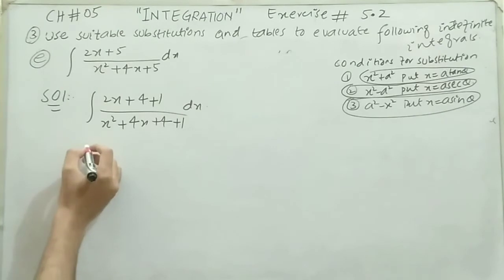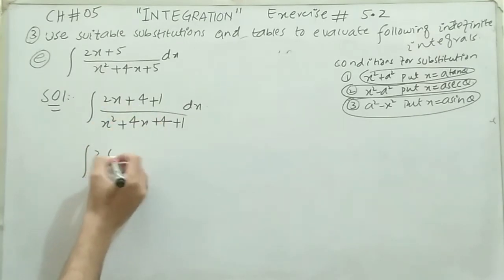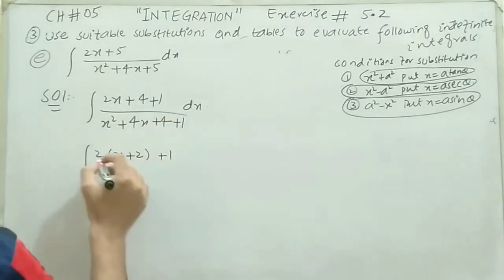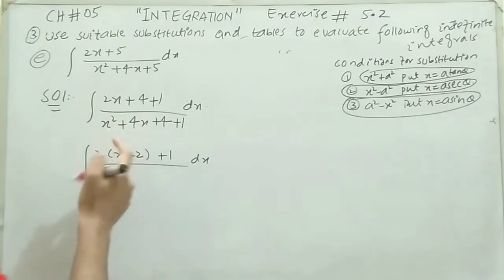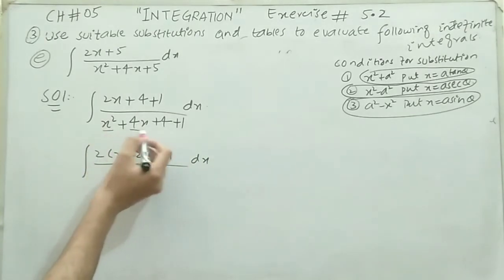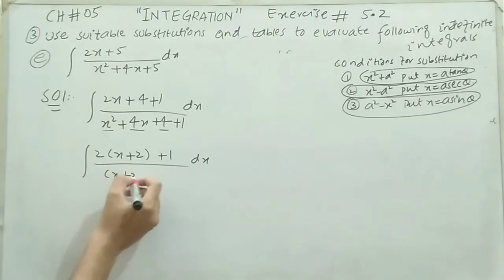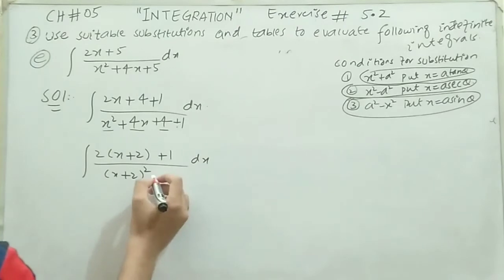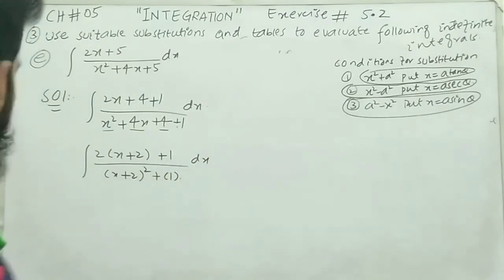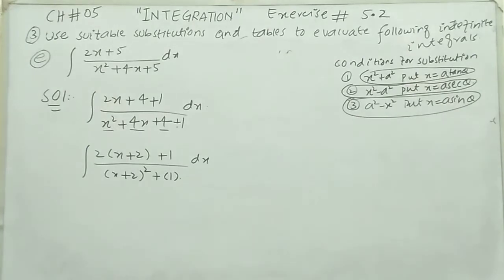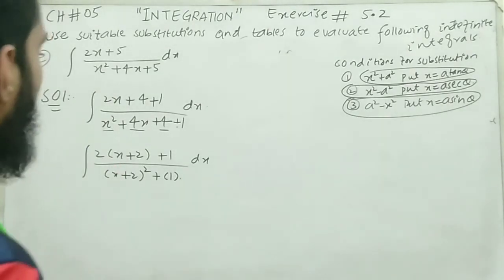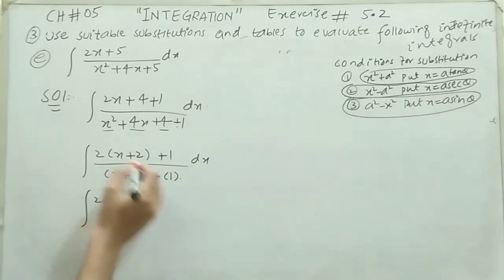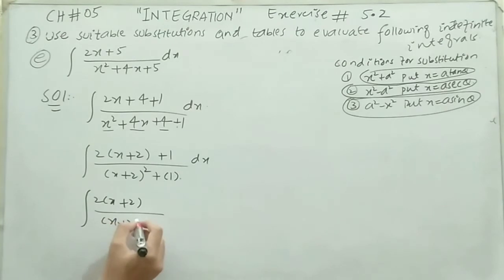Now after this, we can write it just like 2x plus 4, so take out 2 common. Inside we are left with x plus 2 because it gives us 2x plus 4 again, and plus 1 can be written as the same. dx divided by, here it is a formula, a square plus 2ab plus b square is equal to a plus b whole square, because it gives us x square plus 4x and plus 4 and plus 1. After this we can write it just like 2 into x plus 2 divided by x plus 2 whole square plus 1. So we can split it as 2 times x plus 2 divided by x plus 2 whole square plus 1 dx.